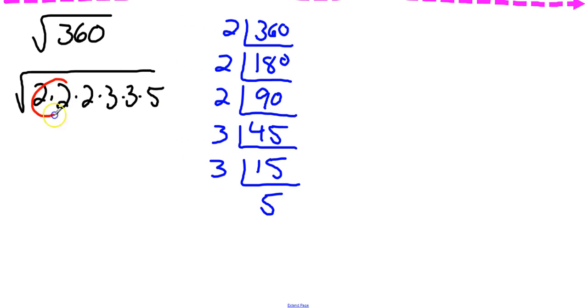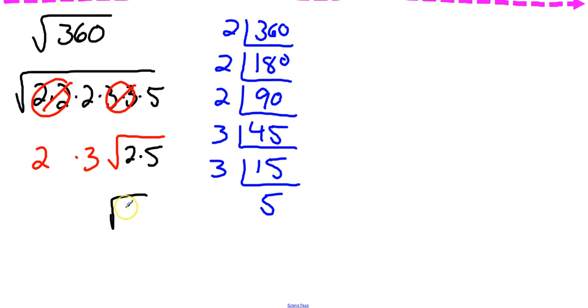And you're looking for the pairs. So there's a pair of 2's, so that 2 is out. There's a pair of 3's, so that 3 is out. And then the 2 and the 5 didn't have another set of pairs, so they'll stay on the inside. So on the inside, you've got 2 times 5 for square root of 10. On the outside, you've got 2 times 3 for 6.